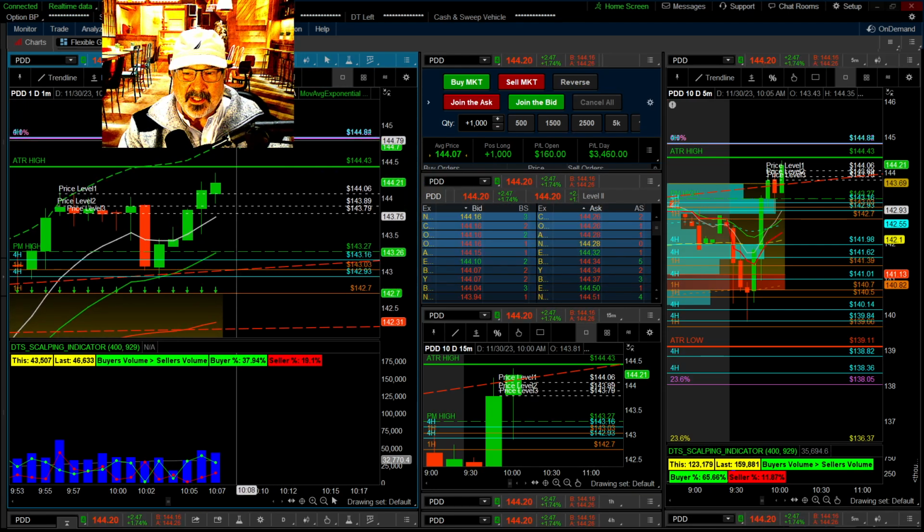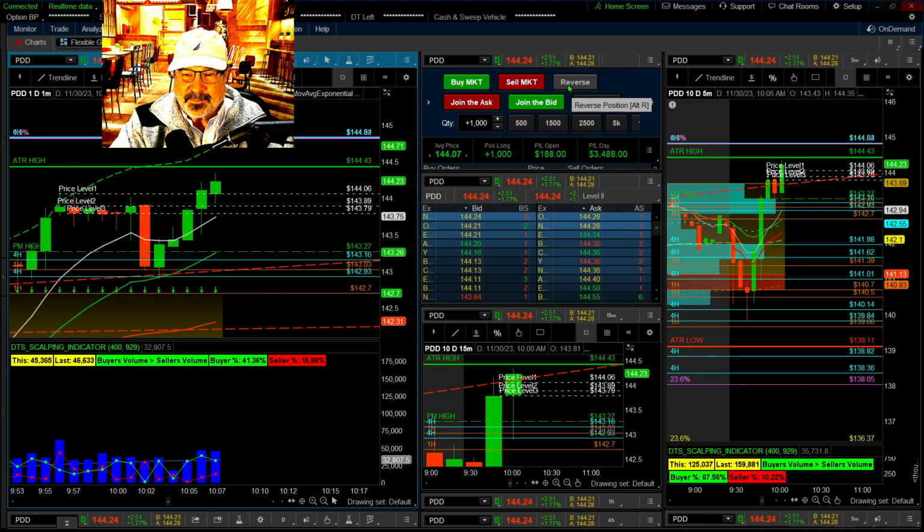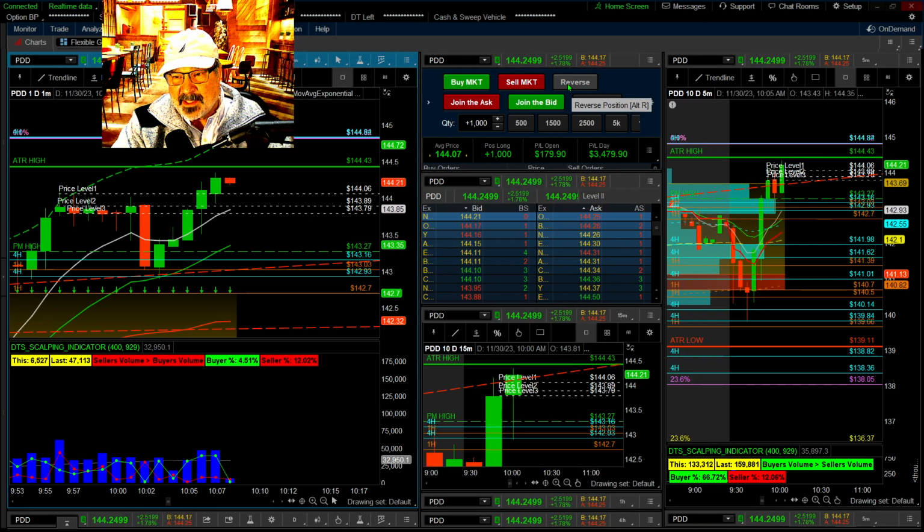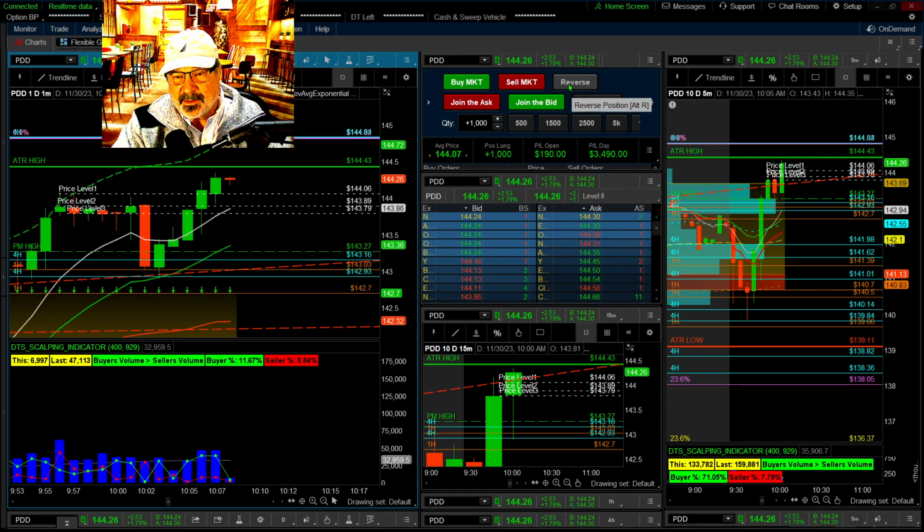Then the next is a double fib and a 4 hour. 144.43 would be a spot. 144.50. Let's look at 144.50, the half dollar, as an area that maybe reverses. But I just keep taking away my profits here.